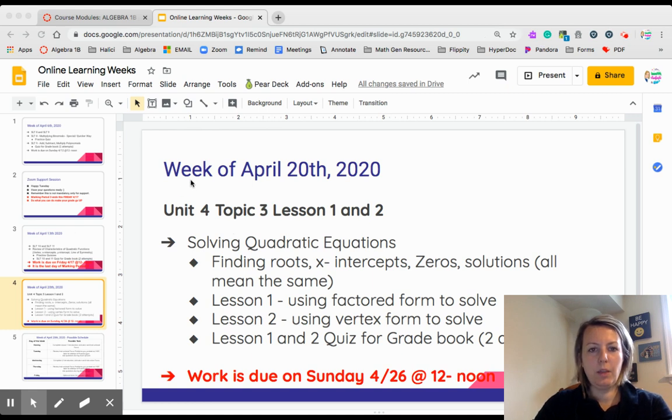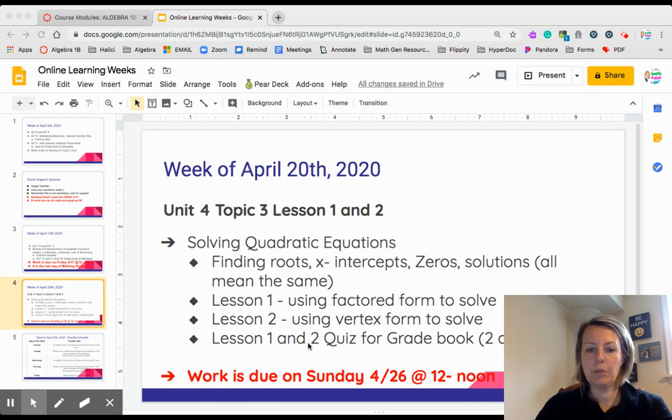We are going to be in the week of April 20th, and we are starting a new topic. This is Unit 4, Topic 3, Lesson 1 and 2. This week, we're going to solve quadratic equations, which means we're going to find roots, x-intercepts, zeros, solutions, which all actually mean the same. We've touched on these already when we talked about factored form, but now we're actually going to solve them. In lesson 1, we're going to use the factored form to solve, and in lesson 2, we're going to learn how to use the vertex form to solve.